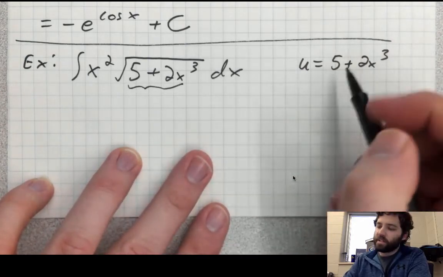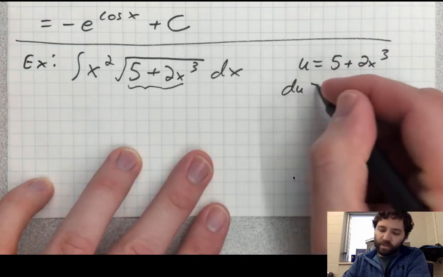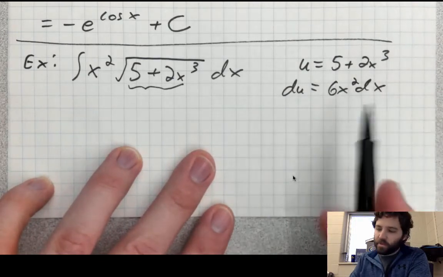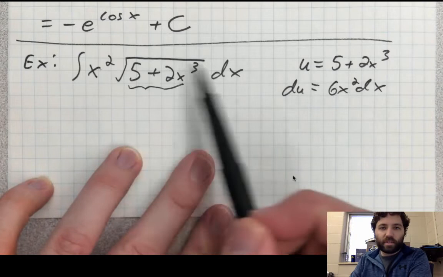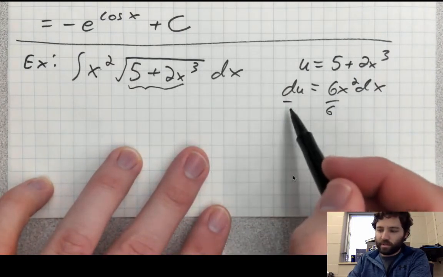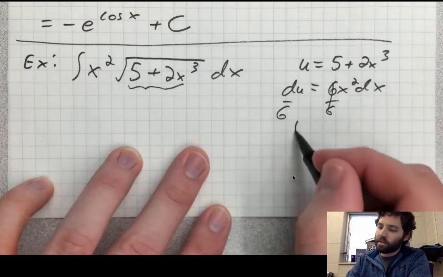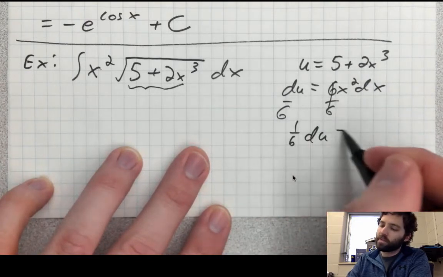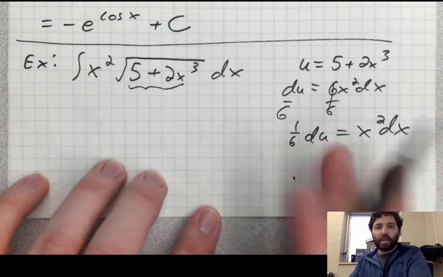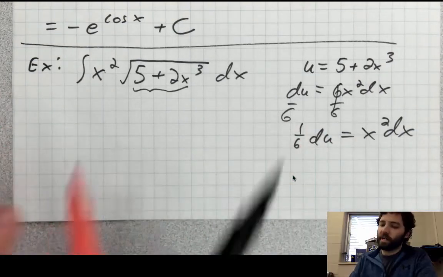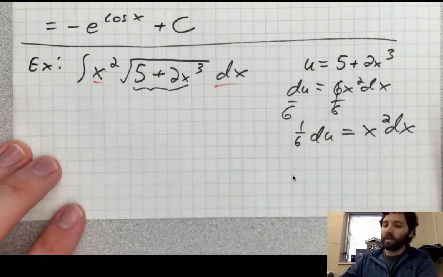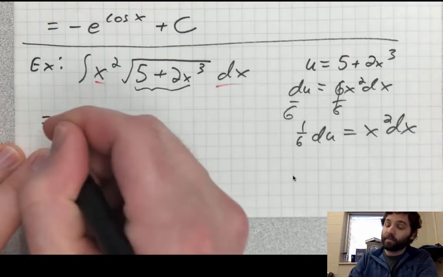All right, so then when I take the derivative, I will get du is equal to 6x squared dx. So this is close, right? I have x squared dx, this is 6x squared dx. So what I'm going to do is move the 6 over to the left here. So I get this, 1/6 du is equal to x squared dx. And now in place of x squared dx, I'm going to put 1/6 du.